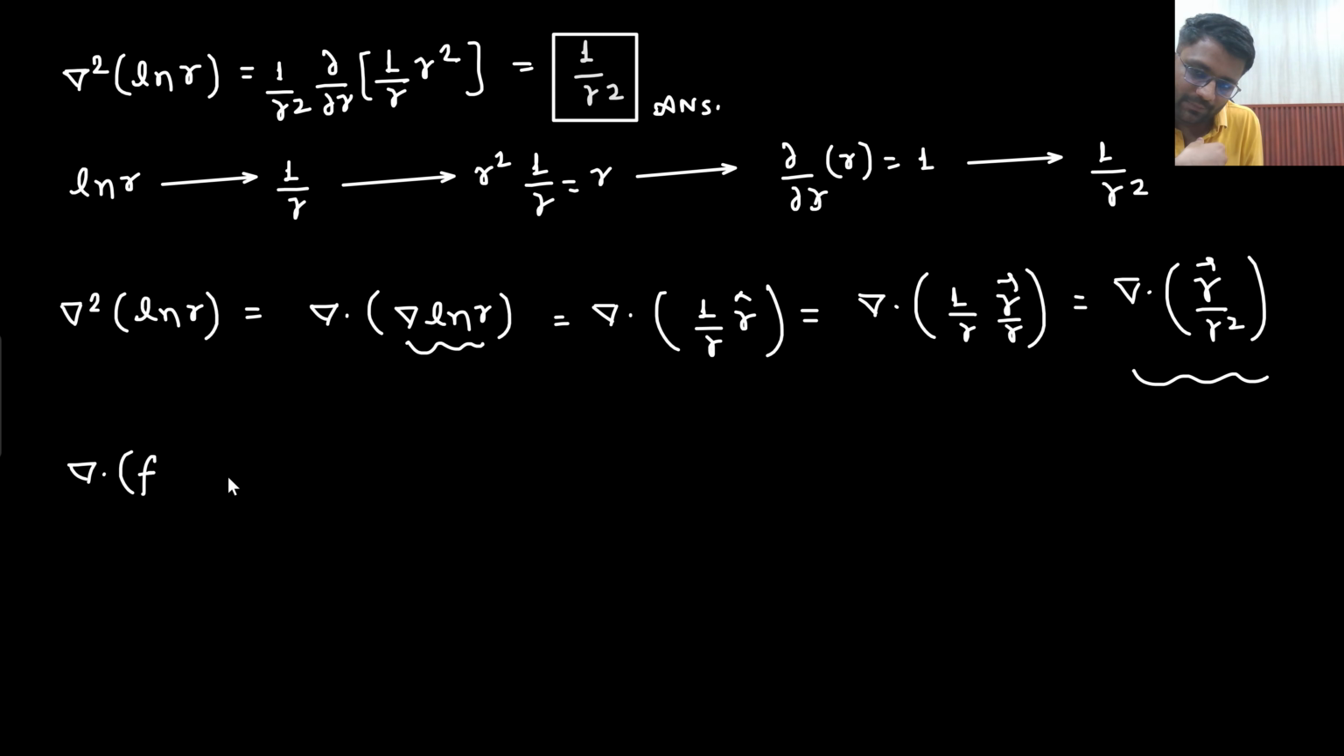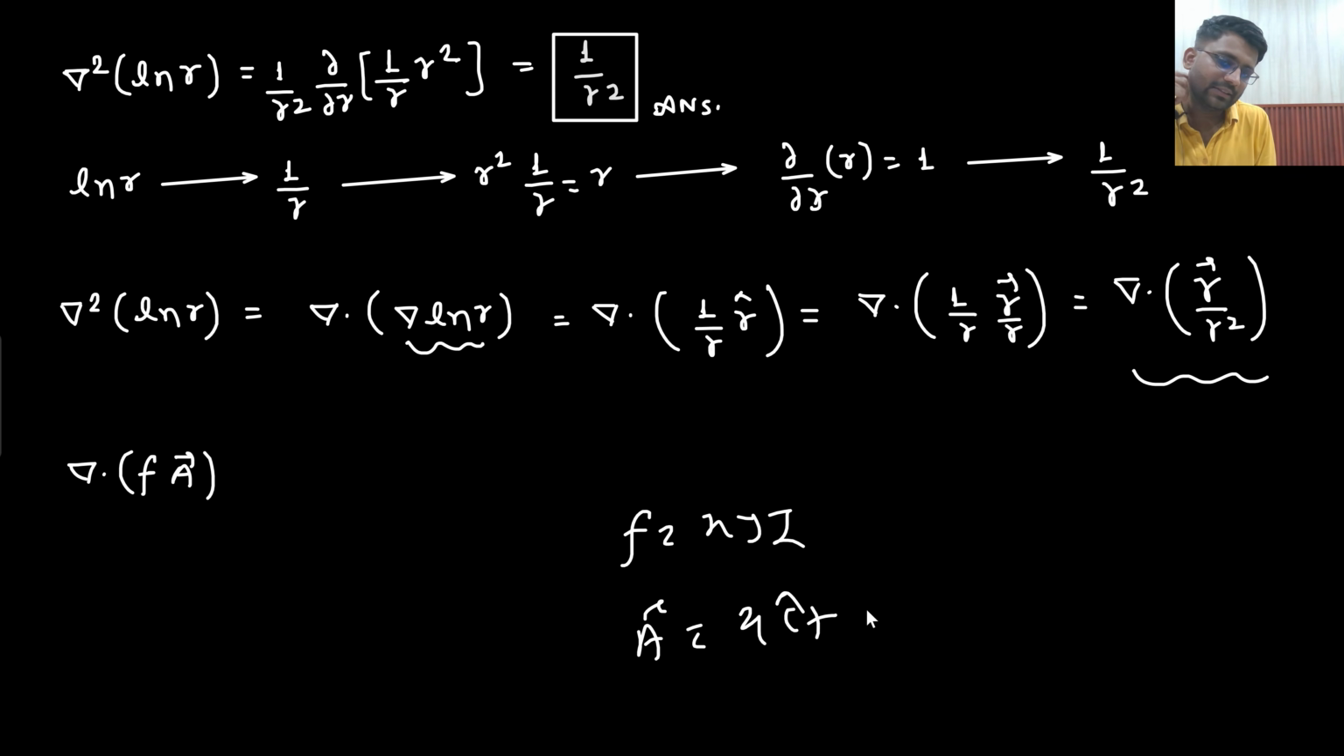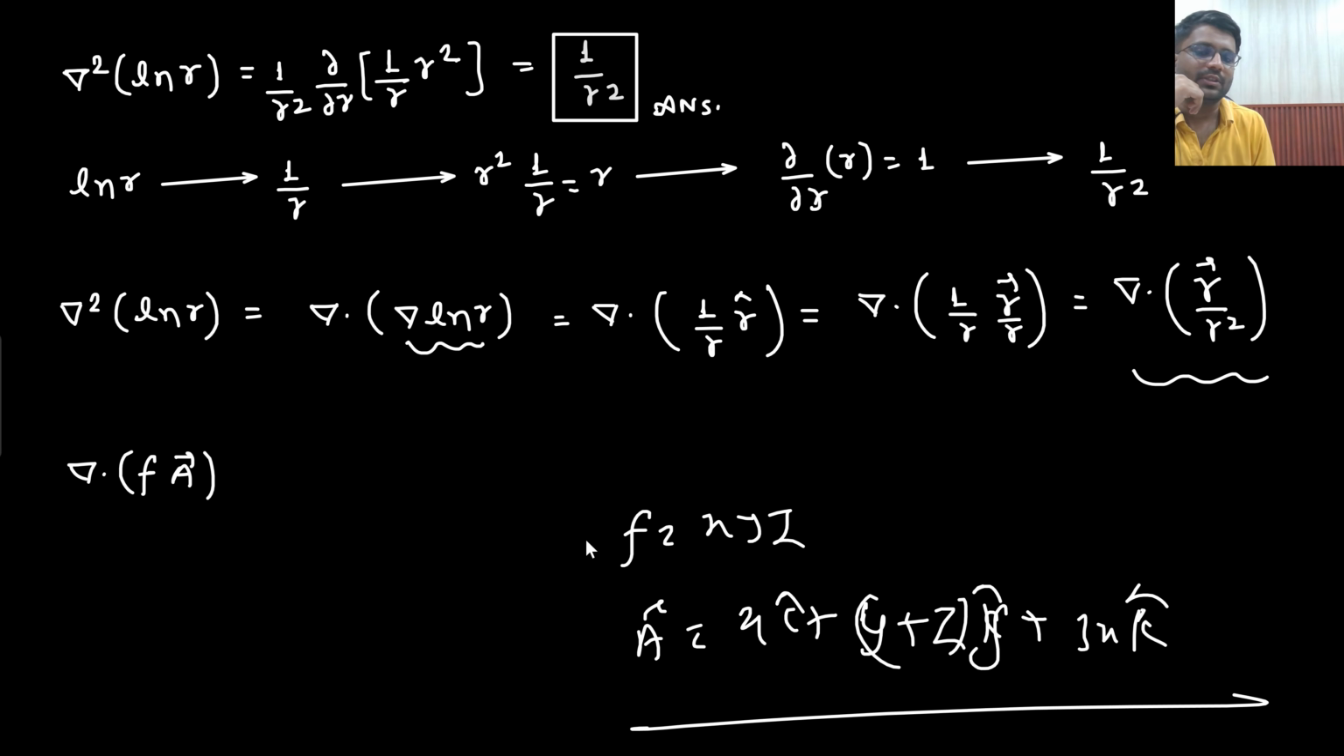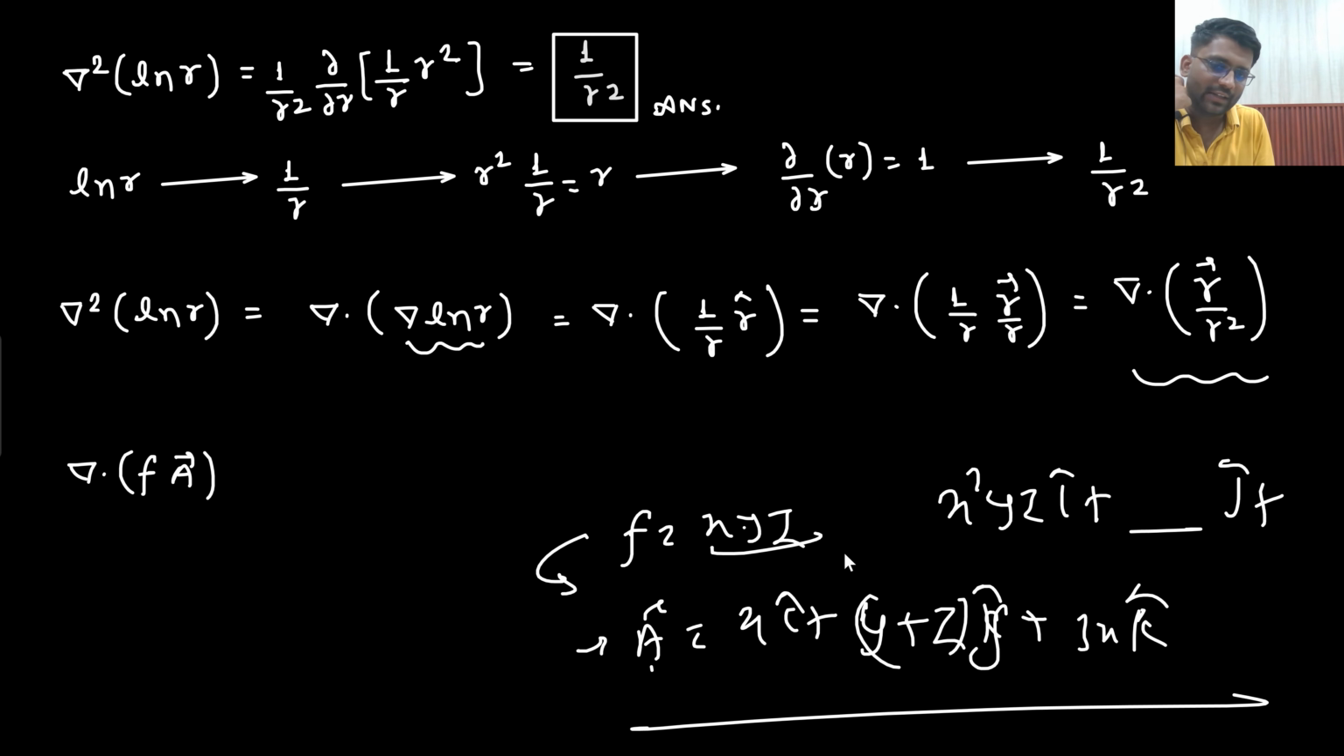What is that formula? Del dot some scalar function multiplied with the vector field. Let's just say f is some xyz, and A is x i cap plus (y plus z) j cap plus 3x k cap. So f is the scalar field function and A is your vector field function. How will you calculate that divergence? If you multiply f with A, x, y, z will be multiplied with x, so it will become x square y z i cap, plus xyz multiplied with (y plus z) becomes something j cap, then xyz multiplied with 3x becomes something k cap. So it will become a vector field only.